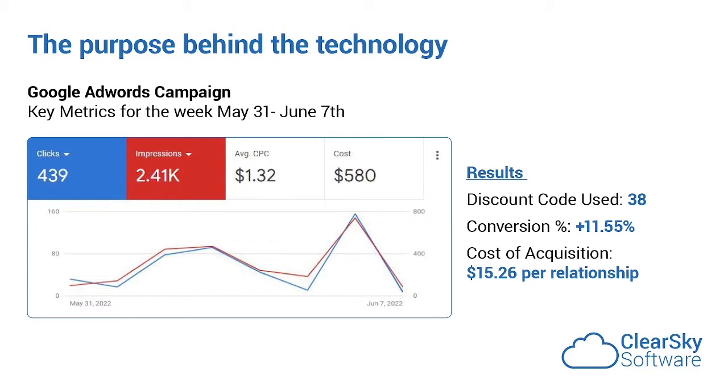Some of the metrics that we were able to uncover were that 38 people converted. They used a specific discount code to gain entry into the event. Our conversion rate was 11.55%. The cost of acquisition was $15.26 per relationship. And you don't have to think very hard to say, well, if I want to bring in 10,000 people and it's going to cost me $15 per person, it's not attainable.